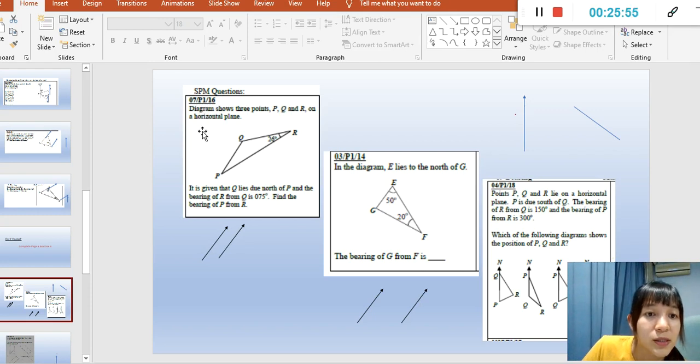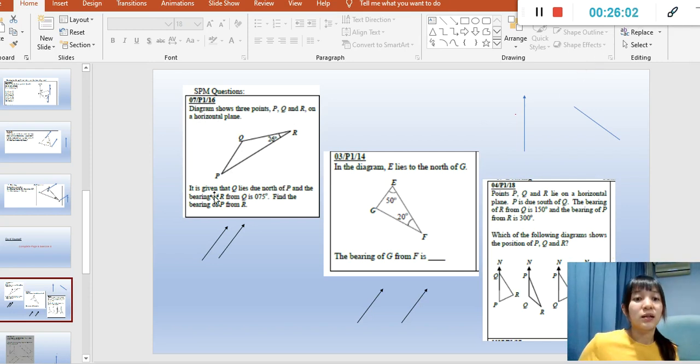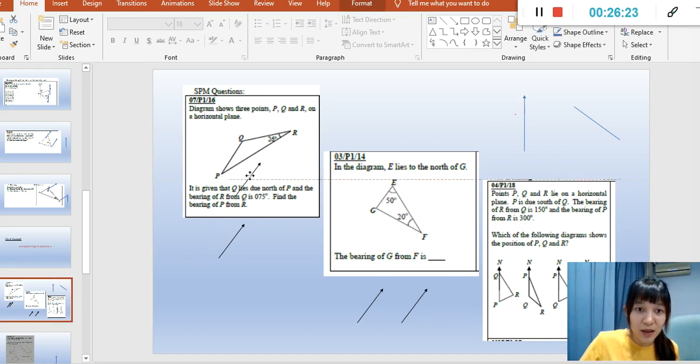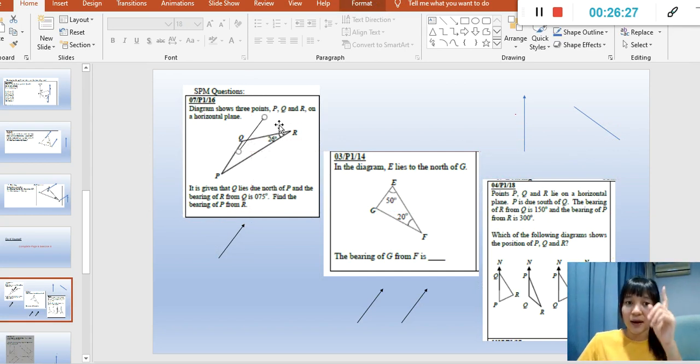The diagram shows three points on the horizontal plane. It is given that Q lies due north of P, and the bearing of this is this. Find the bearing of this. Q lies due north of P. What does that mean? Q is at the north of P, meaning this direction here is the north. Remember, not all questions have north pointing upwards.